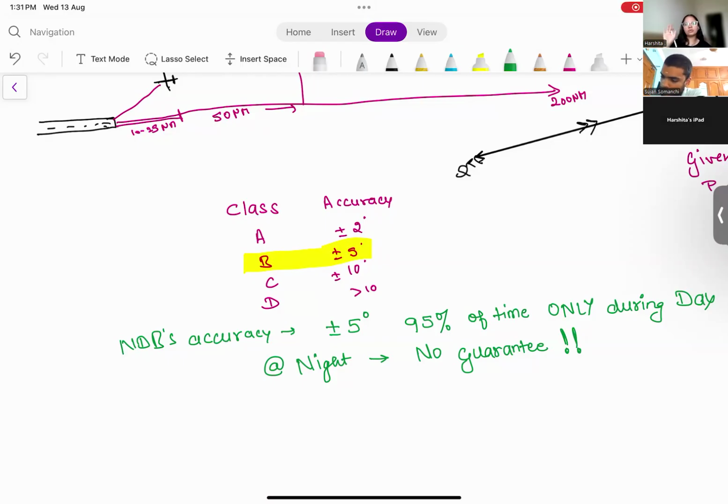It's not like if you are doing a night sortie and you look at the reception signals of NDBs, then you can follow them. No, there is no guarantee that those signals are correct. That might be a misleading signal. So we are not going to follow that during the night.